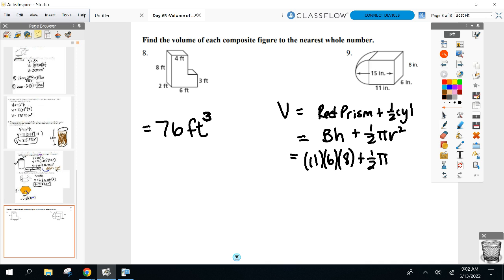And you could do this a couple different ways. 15 minus 11 gives you this piece, the radius 4. Or you could use this edge, which matches this edge, and cut it in half. 4 squared. And we're rounding to the nearest whole number. 679 cubic inches.